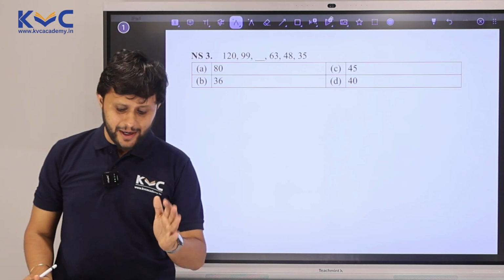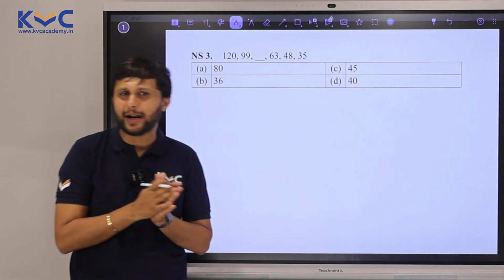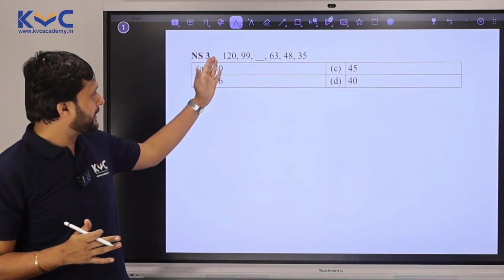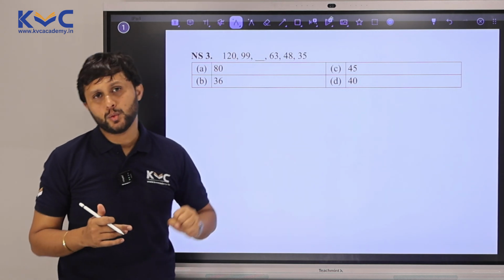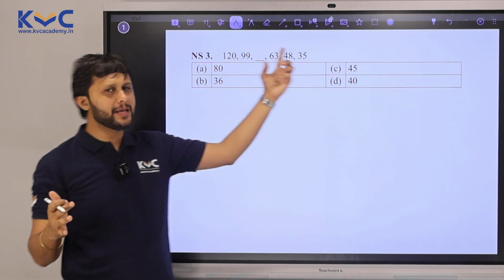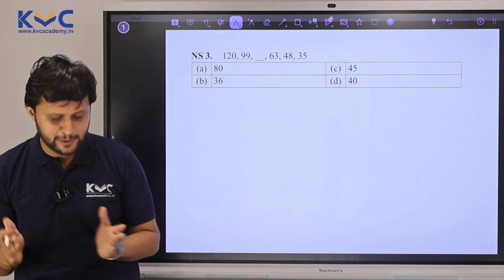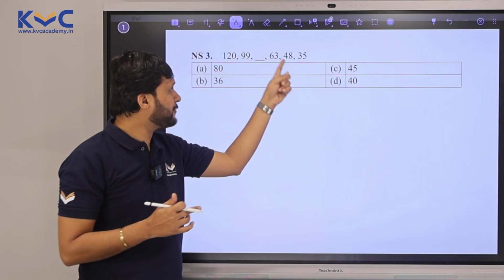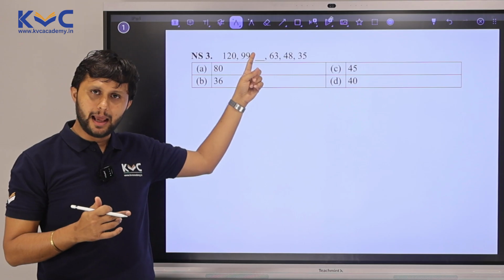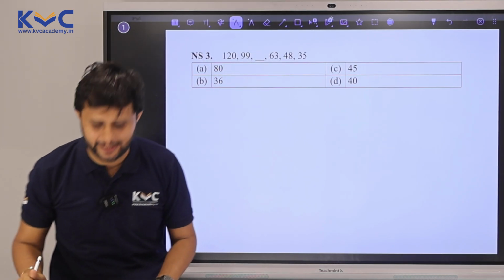Great. We have 120, 99 and a missing number. So it is difficult for us to find the logic right away. Like, if I take the difference, I can't immediately find the answer. So what I would do over here is, we'll start from the other side. We'll start from 35. We'll see what is the connection from 35 to 48, I'm coming backwards, and 48 to 63. And then we'll find the missing number and see if the logic is working.